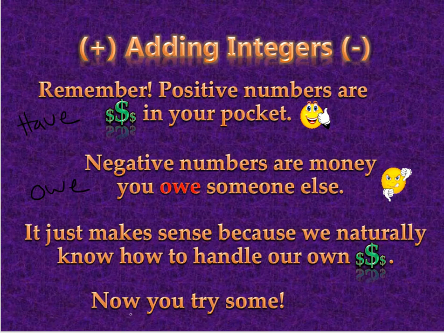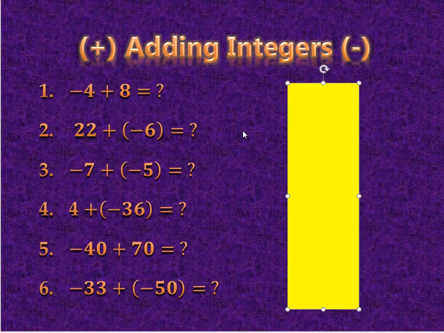So let's go ahead and try some of these. Okay, so let's go ahead and look at the first one. On the first one, we have a negative integer, negative 4, and we have a positive integer, 8. And the very first thing that we want to do is decide if in the end, when we combine these, we're going to have or if we're going to owe. So if you owe 4 and you have 8, when you combine those, you're going to end up having. So we know our answer is going to be positive. And then to figure out how much we have, we take the 8, we subtract the 4, and we get 4.